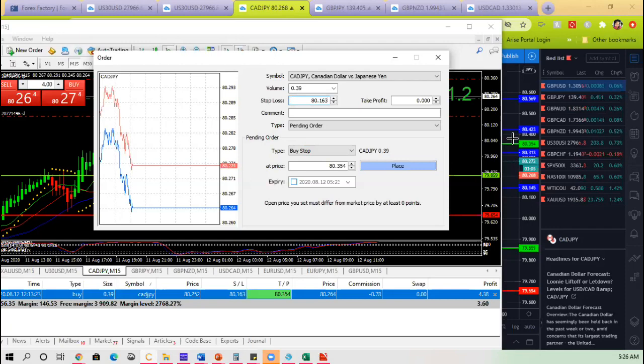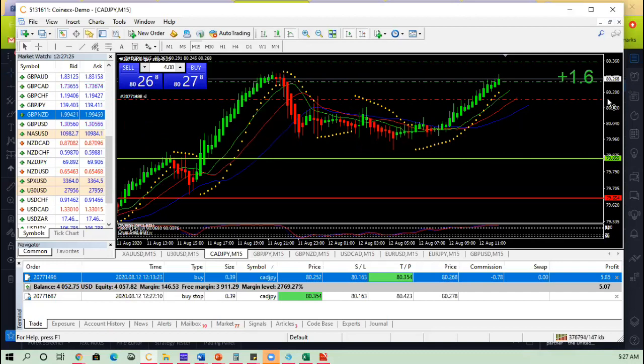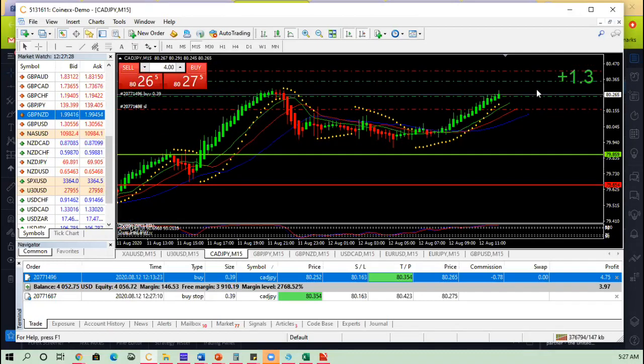And then our take profit is this next support and resistance line up here. So let's put that in, 80.423. Go ahead and place our order. And it's sitting ready and waiting to be activated. So let's move this over so you can see it a little bit better. I'm going to pull the numbers down so that you can see. All right. So this is going to be our take profit 1. Take profit 2 is right here.